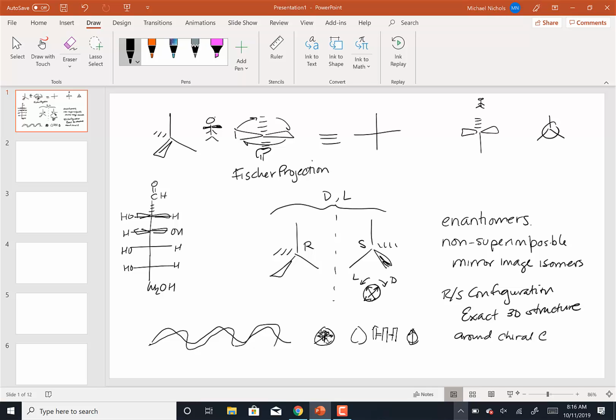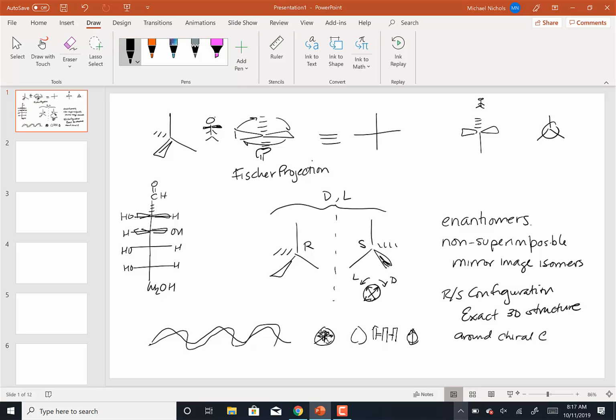each of an enantiomer. But enantiomers can have one or more chiral centers. The key thing is that two enantiomers, a D and an L, are non-superimposable mirror images. And we'll talk more about that, because how do we know that two molecules are going to be enantiomers? We'll have to relate that with the R and S configurations.